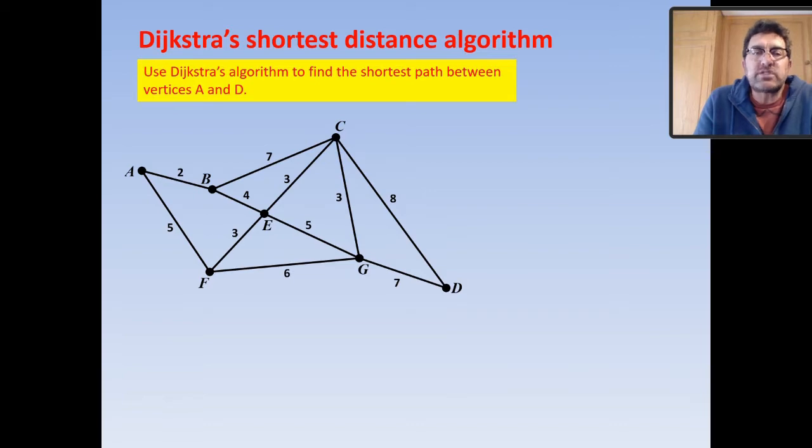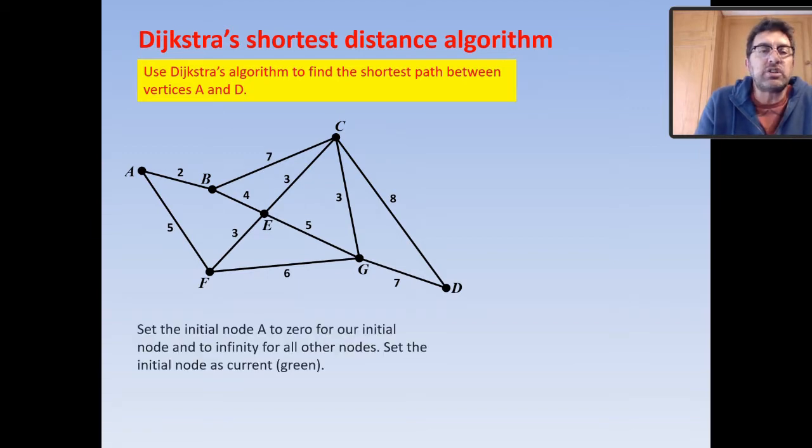We use Dijkstra's algorithm to find the shortest path between vertices A and D. Our initial vertex will be A. We set that vertex to 0 for our initial node and infinity for all the others. You'll see the node is marked with green. It is 0 away from itself, so we are at the node.